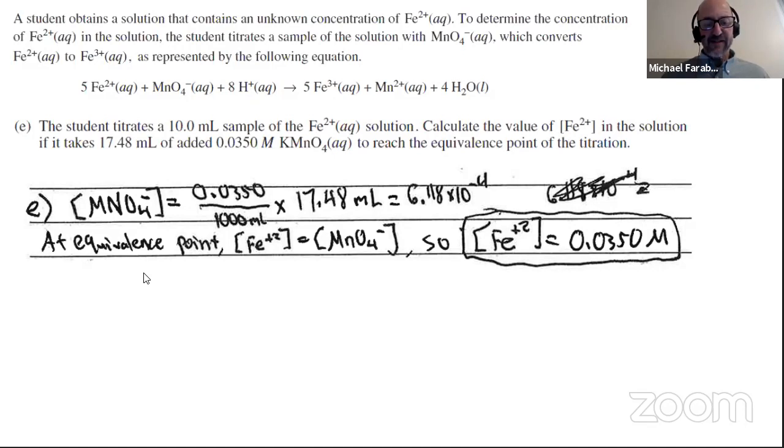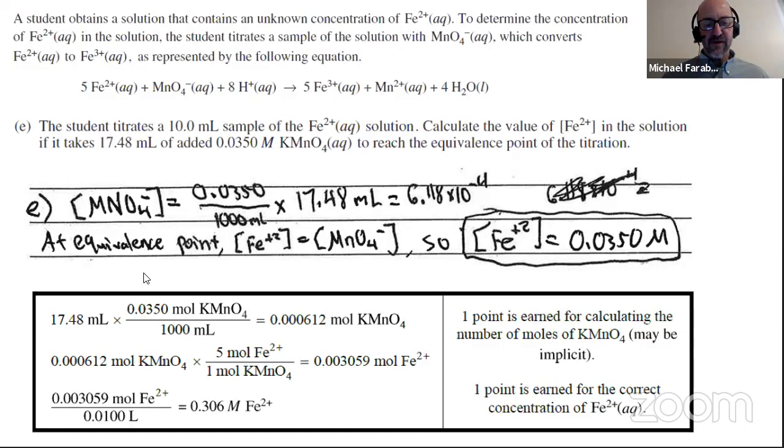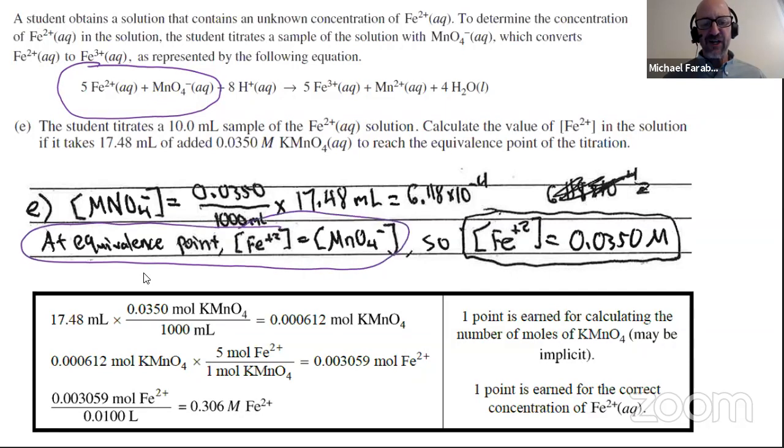Now, what they did right was they calculated the moles correctly. 0.000612, or as they said, 6.118 times 10 to the negative 4, that part looks great. But the problem is they ignored the 5-to-1 mole ratio as given by the coefficients. So they somehow assume that moles of iron are equal to moles of permanganate, and without that conversion of moles of permanganate to moles of iron, without multiplying by 5, that's what they did wrong.